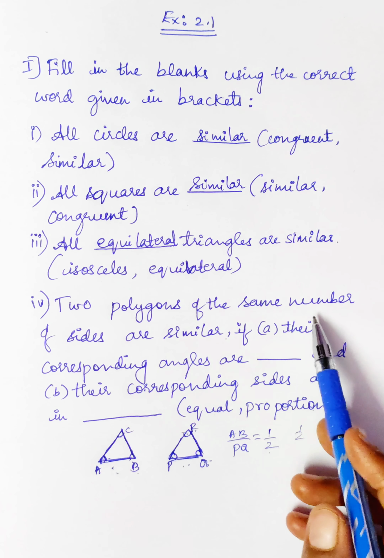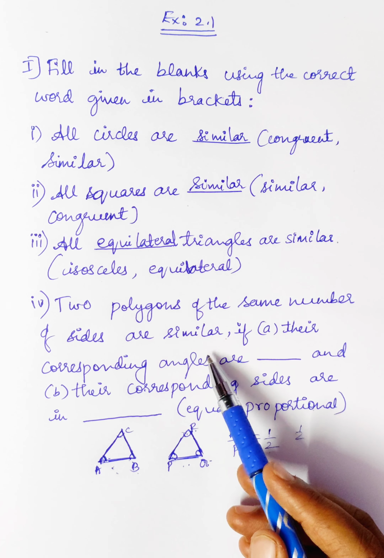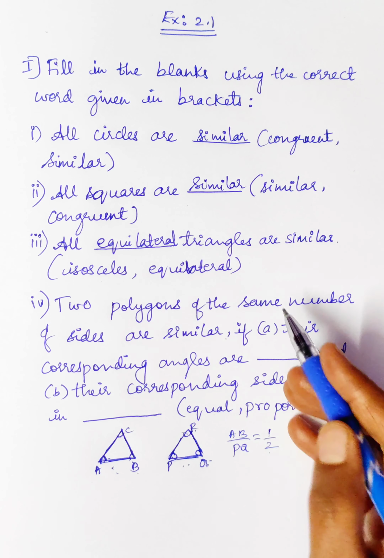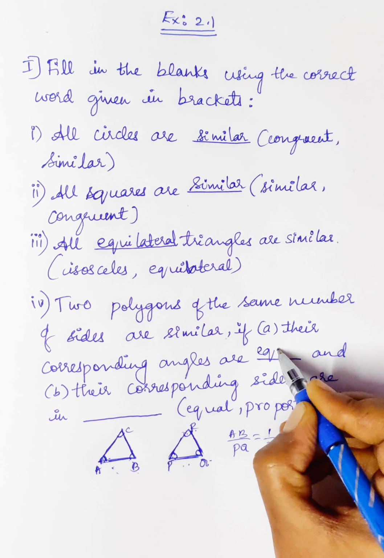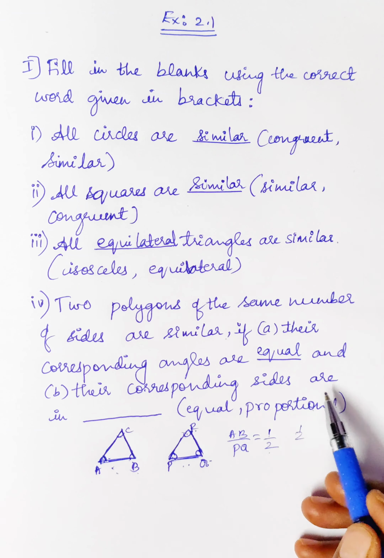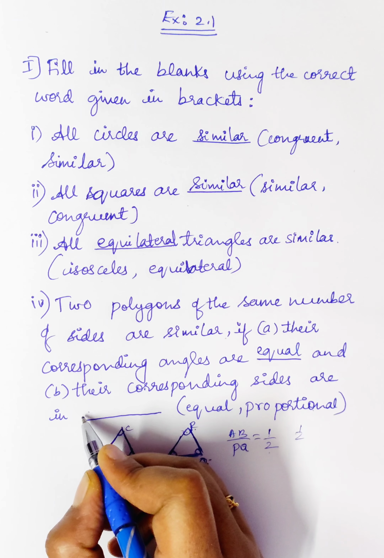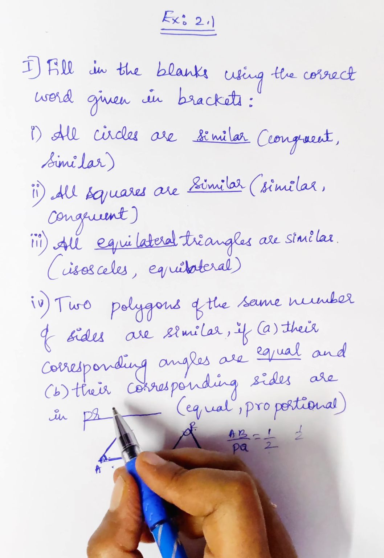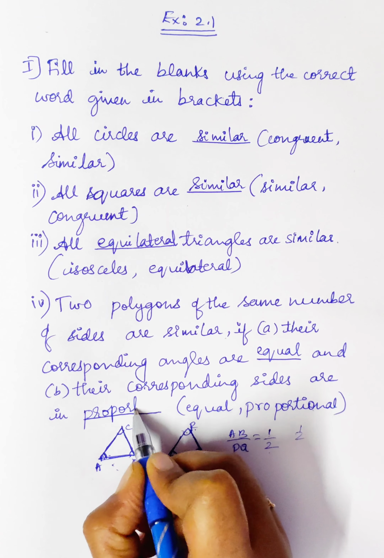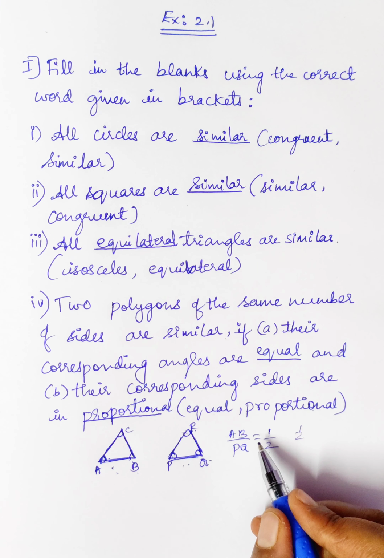So two polygons of the same number of sides are similar, in the sense same shape but different size, if their corresponding angles are equal. Here we are getting them equal, and their corresponding sides are in proportion, or you can call it proportional.